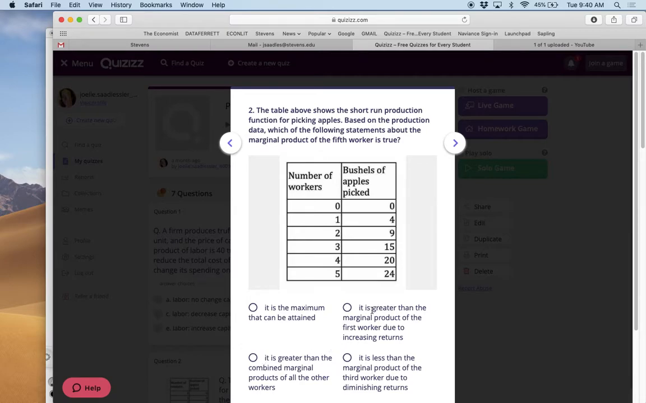Is it greater than the combined marginal products of all the other workers? No. Is it greater than the marginal product of the first worker? The first worker gives you a marginal product of 4, which is the same as the marginal product of the fifth, so that's not true. It's less than the marginal product of the third worker due to diminishing returns. The third worker gives you a marginal product of 6. The fifth worker gives you a marginal product of 4, which is less because of diminishing returns. That is correct. So the answer is this one.